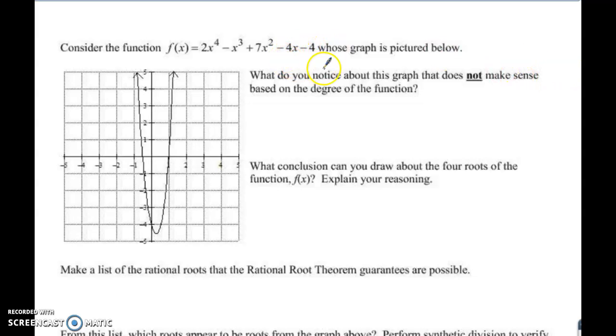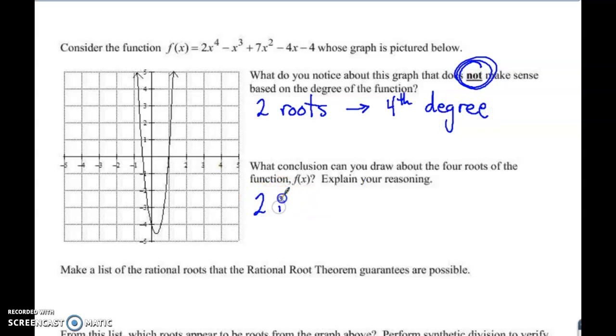Okay, so here's another one. As you go through your progression of things, what should not make sense as you look at the graph? Well, there are 2 zeros, 2 roots, but I'm supposed to have 4. It's a 4th degree. So what does that mean? That means we better have 2 imaginary roots, because 2 of them are real, they're accounted for, but the other 2 are not.